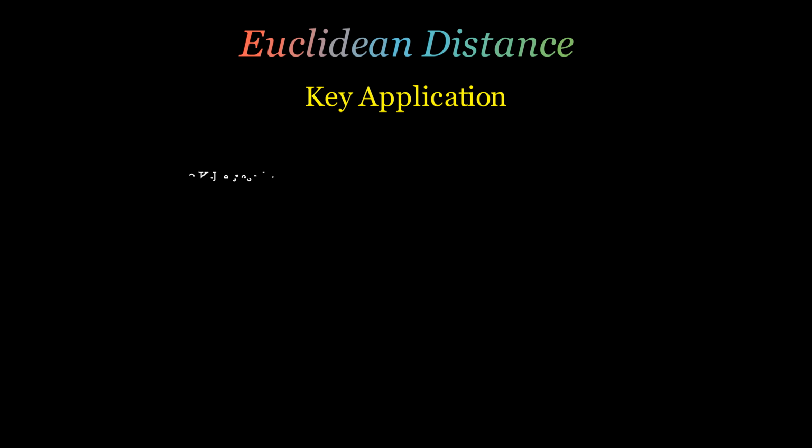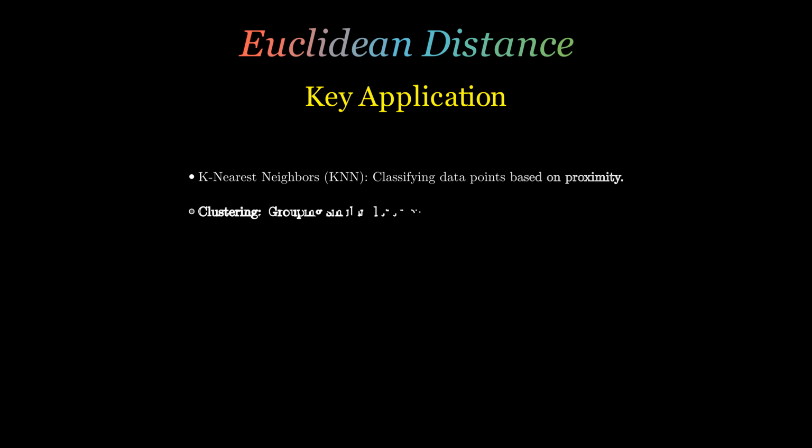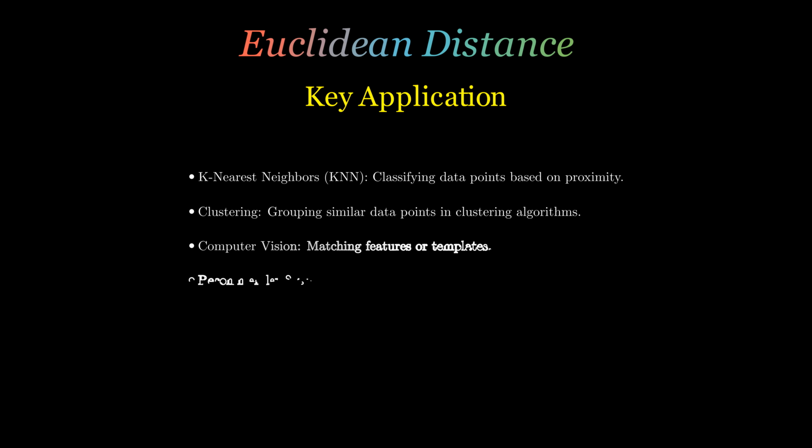Euclidean distance is widely used in various fields. Some of its key applications include k-nearest neighbors for classification, clustering algorithms like k-means, computer vision for pattern matching, and recommender systems to measure user similarity.